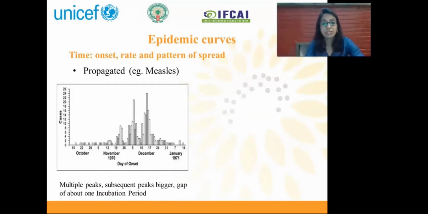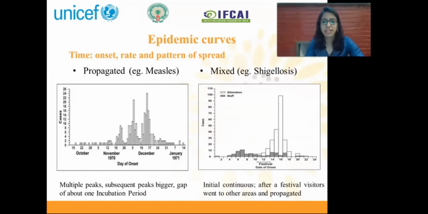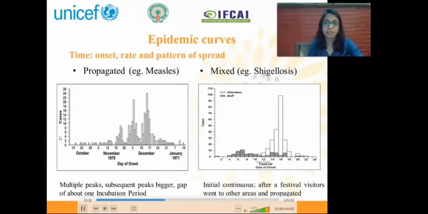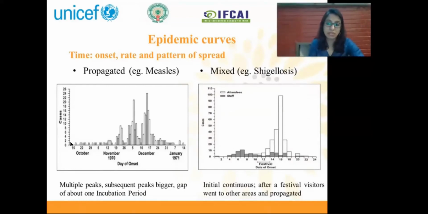So if you see this kind of distribution of your cases with time, you know it is propagated and it is spreading from human to human and faster. And then you have to take control measures accordingly. Lastly, it can be mixed type. It would have started as common exposure and would have led to a propagated type.